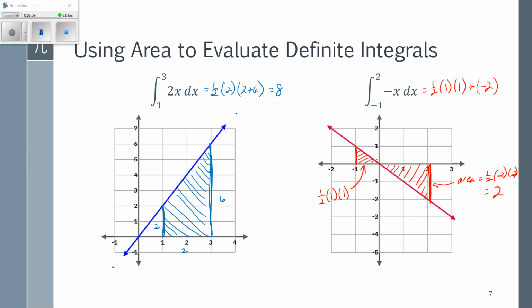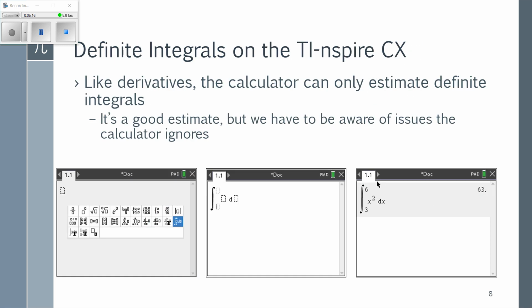Now, another alternative, because we're going to learn a lot of different ways of evaluating definite integrals, is that our calculators can find definite integrals. One thing to keep in mind, like derivatives, our calculator is estimating these. It gives us excellent estimates, but there are times in which the calculator says, hey, this is what we think the definite integral is, but there's a mistake. So we have to be aware of issues that the calculator tends to ignore.